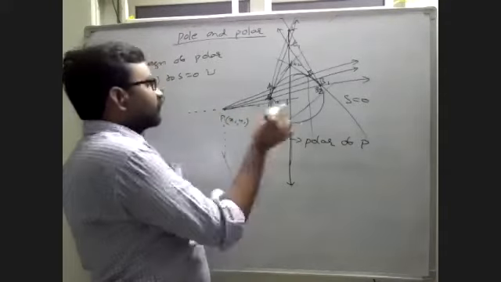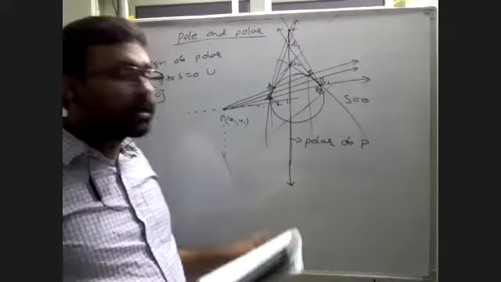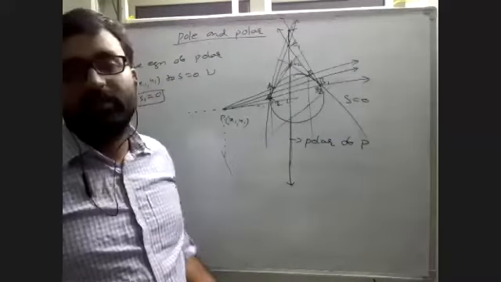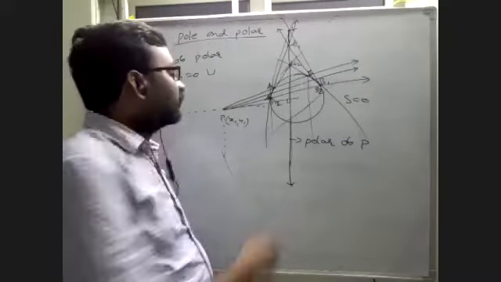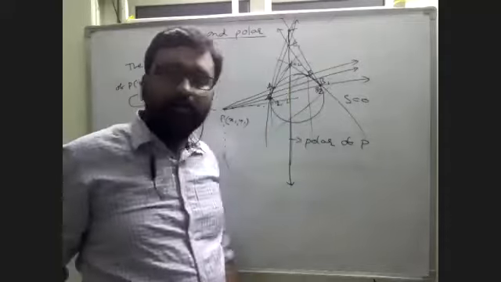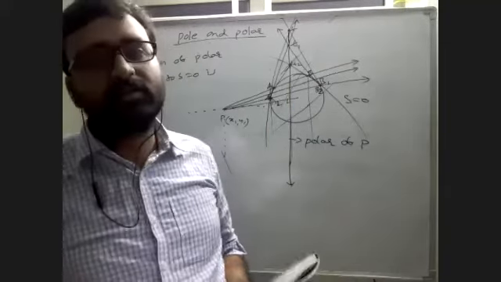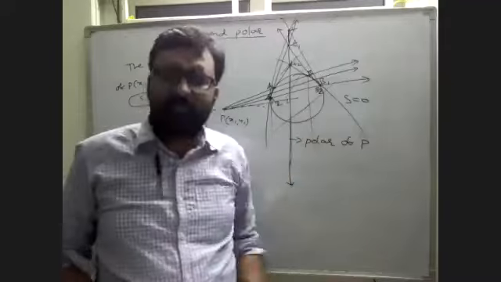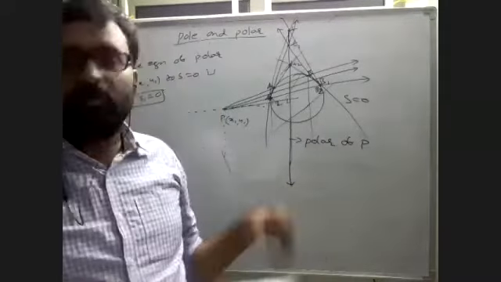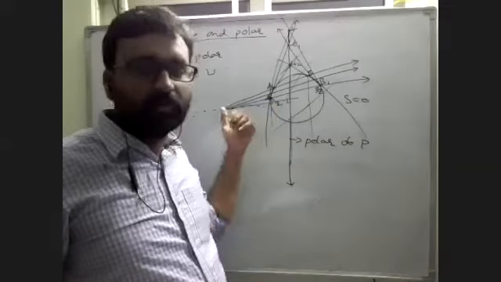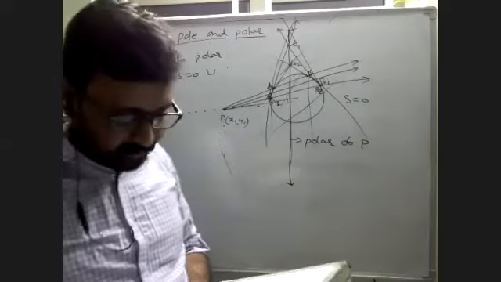These are collinear points lying on the same line. So polars of collinear points are concurrent, which means they will intersect like this. And vice versa: poles of concurrent lines are collinear. Collinear points' polars are concurrent lines; concurrent lines' poles are collinear points. That is vice versa.